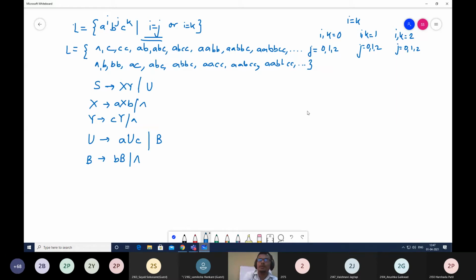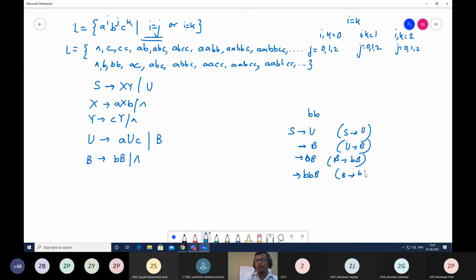How will B get accepted? B or 2 times B. How will these strings be accepted? Suppose I am getting 2 times B. First I'll apply S gives U. Then U gives B. Then I apply B gives BB, then again B gives BB, and then B gives null. So this is how all combinations of B's will get accepted.